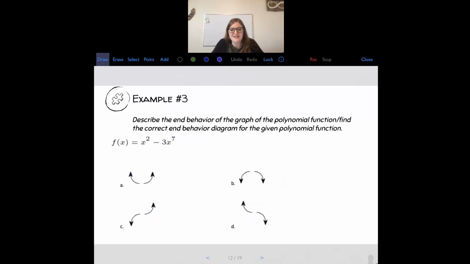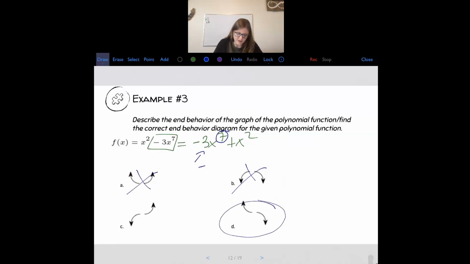Example 3, same instructions. F of x equals x squared minus 3x to the 7th. These are not written in descending order, so you could say, okay, I know that's going to be the leading term, or you could rewrite it as negative 3x to the 7th plus x squared, keeping their respective signs. So I have an odd degree, so it's not smiling or frowning, it's going to squiggle. And then the leading coefficient is negative. Okay. So the correct answer here is D.